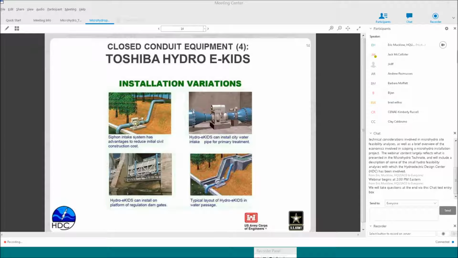This slide is also brought from the Toshiba Hydro E-Kids website, providing some conceptual methods of intake for turbines. This image in the upper right, for instance, could have been a situation where this pipe was pre-existing and featured a pressure-reducing valve. And a simple system such as the Toshiba Hydro E-Kids system could be installed in place of that pressure-reducing valve to tap into that potential energy that's there in that flowing water through that pipeline.